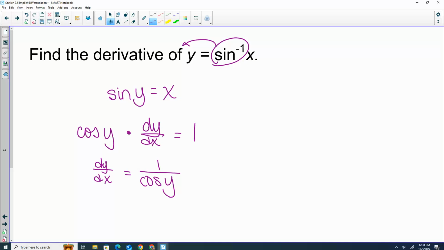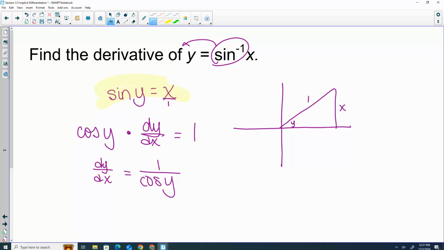This has a y in it. If I want to write it in terms of x, we have to think back to when we talked about inverses in trig. When I see this statement, y is my angle. Sine is SOHCAHTOA, opposite over hypotenuse, right? So my opposite side would be x, my hypotenuse is 1. You guys with me so far?